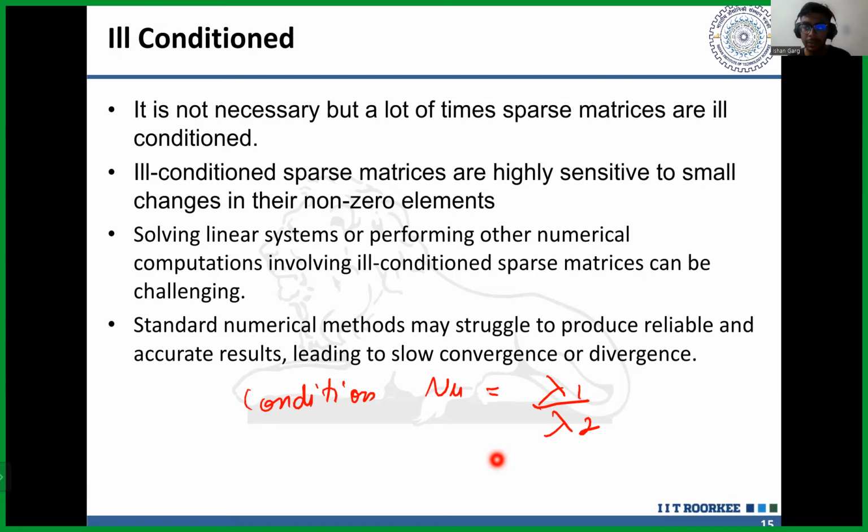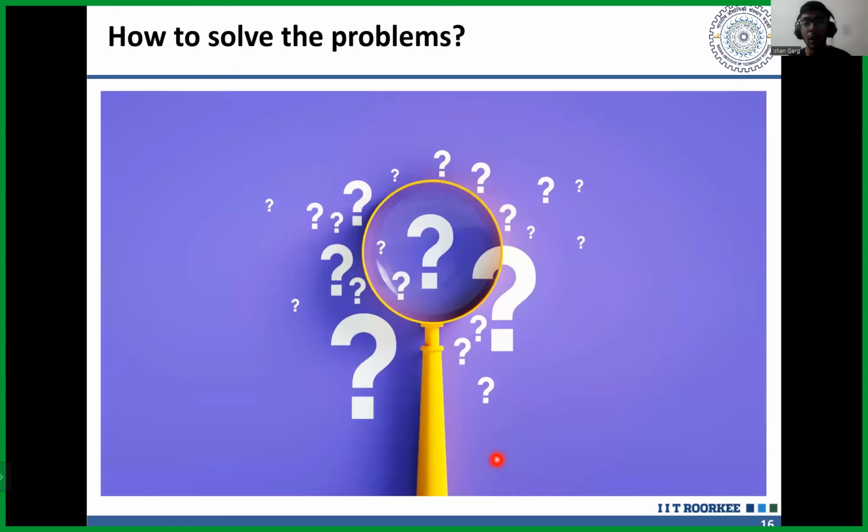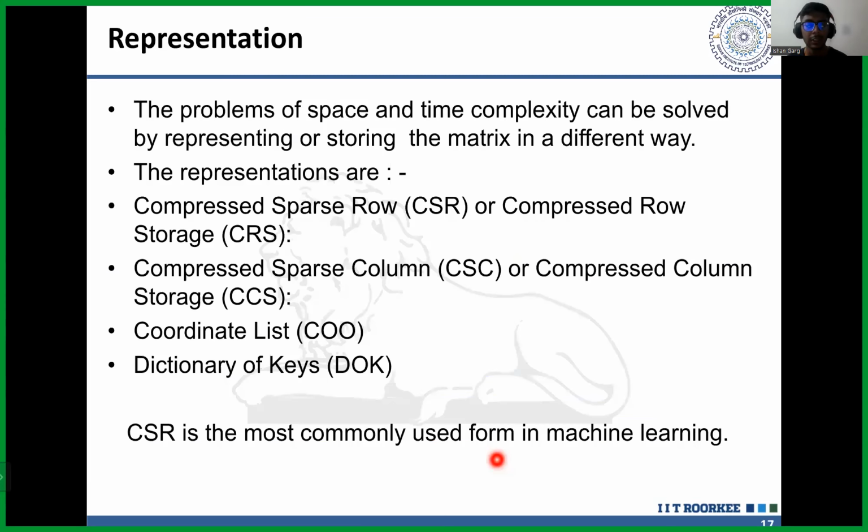First, yes, they take a lot of space. Second, they take a lot of time for performing calculations, which basically involve just adding or multiplying zeros. And third, there is a high probability that they may be ill-conditioned and we may not get really accurate results. So now, how do we solve these problems? We can solve the problem of space complexity and time complexity by changing the representation of our sparse matrices.